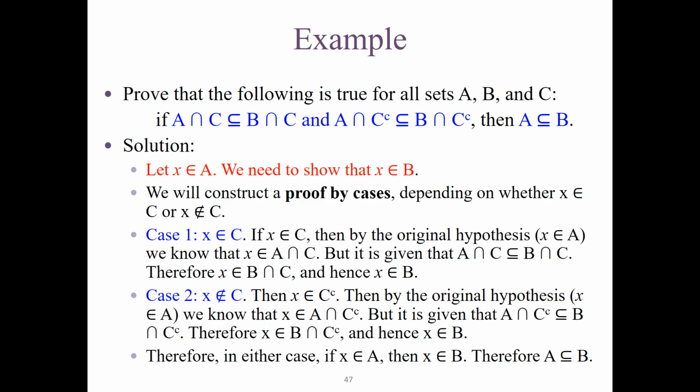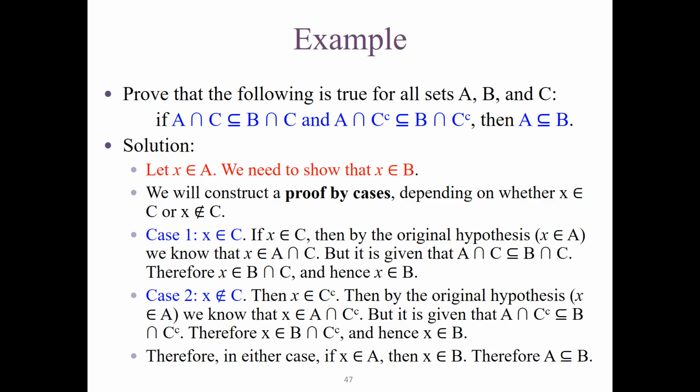Okay, so actually, intuitively, this is right because based on the premises, we have two premises. A intersect C is a subset of B intersect C, and A intersect C's complement is a subset of B intersect C's complement. We just have set C and C's complement in these premises. So intuitively, you can consider A is a subset of B. Maybe it's correct. Okay, so let's see the solution.